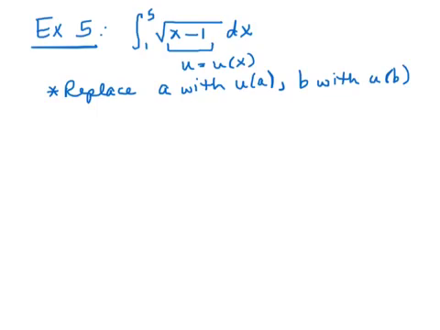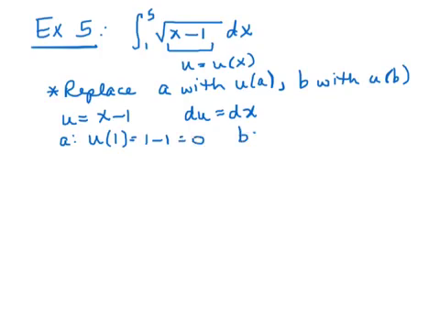So our u here is x minus 1, du is simply dx. But we also need to replace the a and the b. So we're going to say u of 1, which replaces the a, is equal to, we're just going to plug it into u, x minus 1, so 1 minus 1 equals 0. And we're also going to replace the b by plugging b into my u of x. And then we'll have 5 minus 1, and that's 4. So instead of going from 1 to 5, we're going to go from 0 to 4.